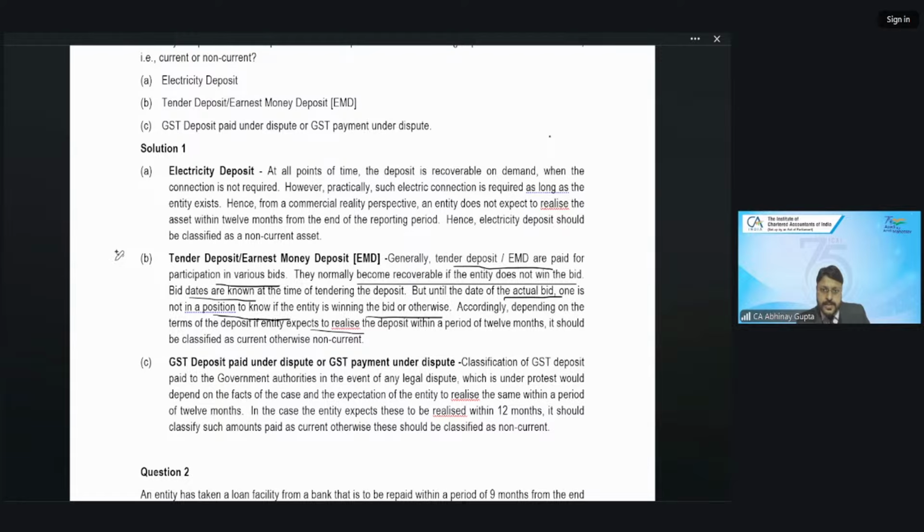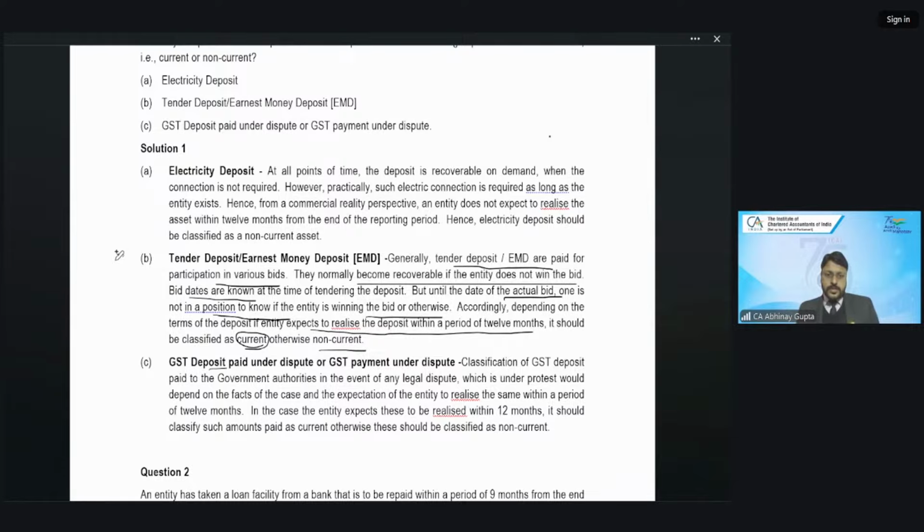If the entity expects to realize the deposit within a 12 months period, it should be classified as current, otherwise non-current, right? So it is always dependent on circumstances. There is no clear thumb rule answer that these will be non-current or current. It depends whether the recoverability is falling within 12 months from the reporting date or not, and that we will decide on the basis of when the bids are going to be completed.